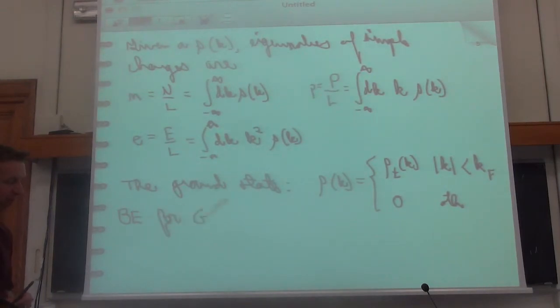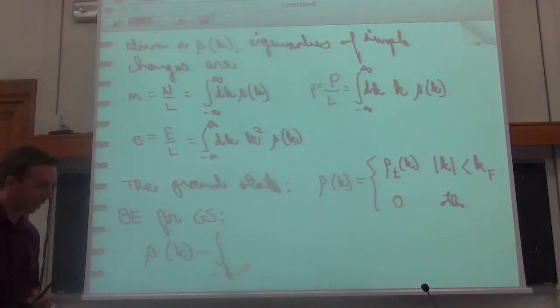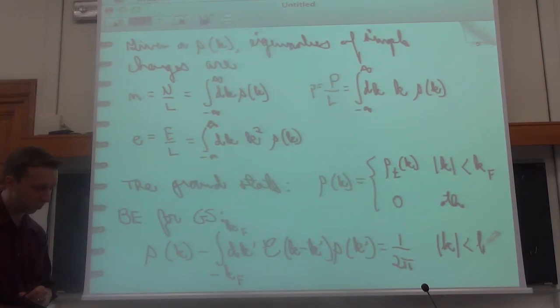So if we rewrite the Bethe equation for the ground state, what we get is the following. We have rho of k minus the integral from minus kF to kF dk prime, our kernel C of k minus k prime, rho of k prime, is equal to 1 over 2 pi. And this is valid for k within this Fermi sea, kF.